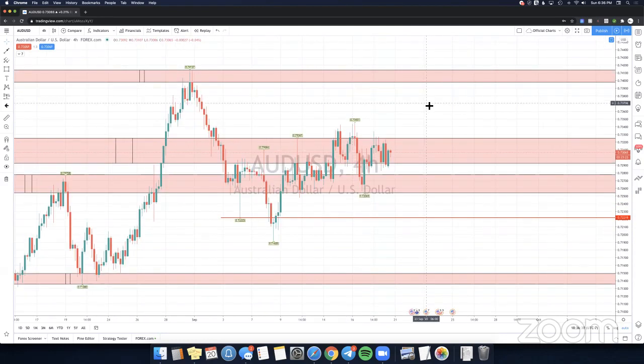So pretty much the upper zone here is going to be 0.7325. And then the lower zone right here is going to be 0.7254. So that's AUD USD. Let's move on to the next one.